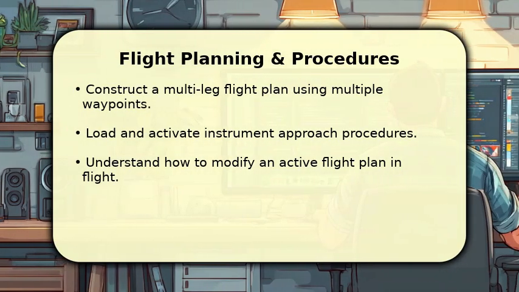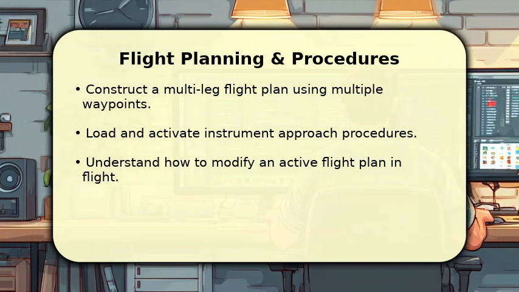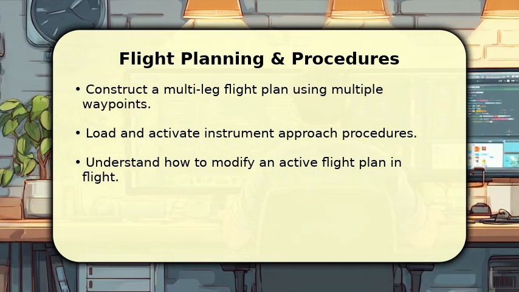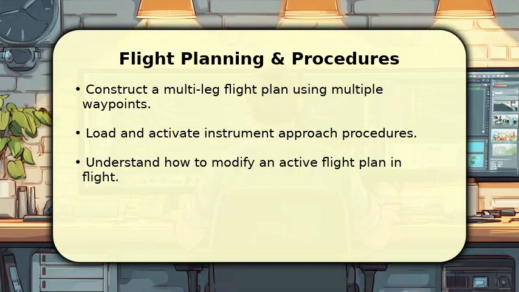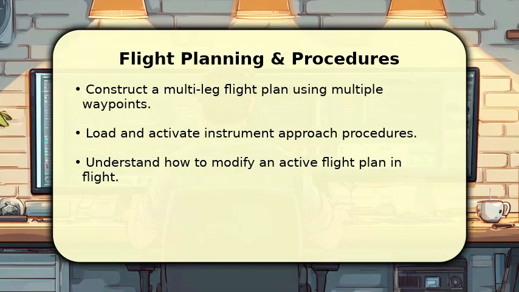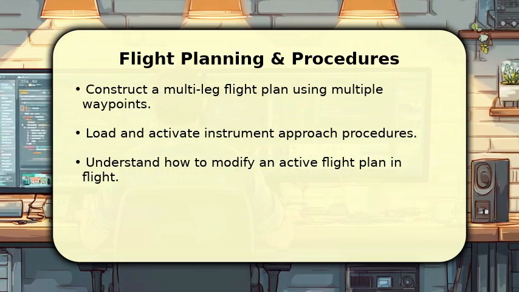To load an instrument approach, select the destination airport in your flight plan, then choose Proc and select the desired approach from the list. Activate it, and the Garmin 430 will guide you.